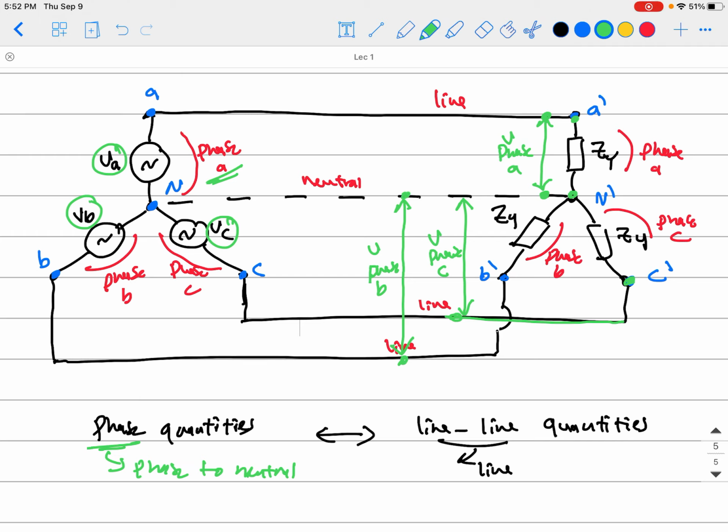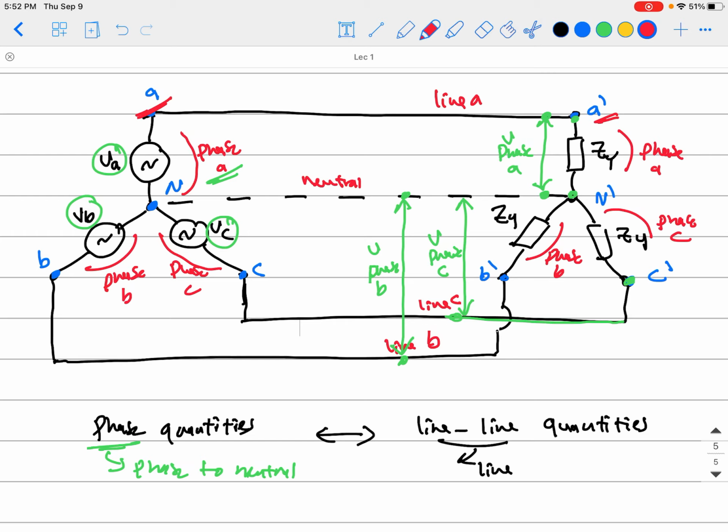Okay guys, and that's why I call this line A, because that's connected A to A dash, and that is line C, and that is line B. So that is the phase quantities.